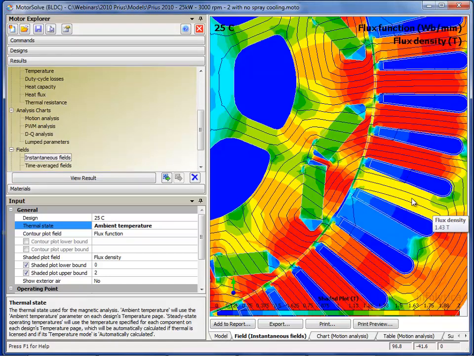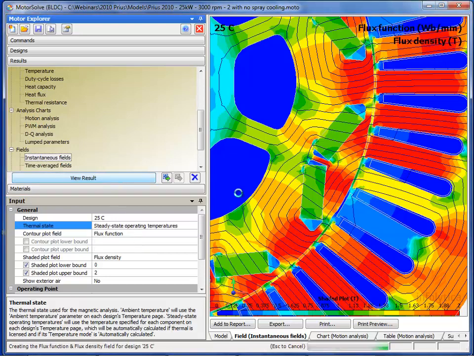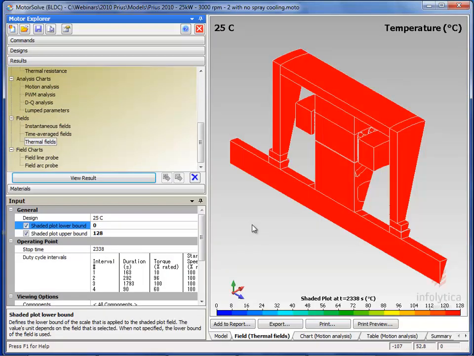If we zoom into the region of interest, at ambient we're still at 1.2 Tesla throughout the magnets. If we go to the steady state operating area, we see here that the magnets are now below a Tesla, so we've lost more than 20% in the magnets. So let's have a look at the thermal field plots for this machine.